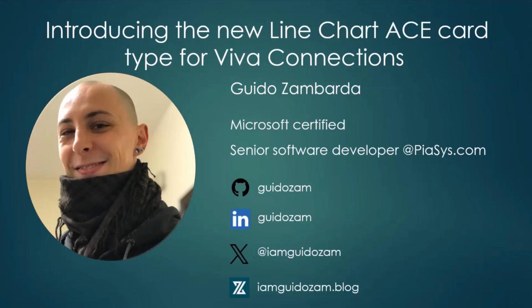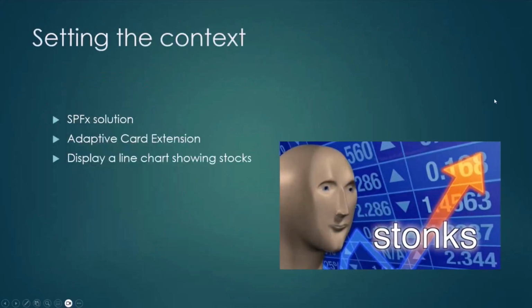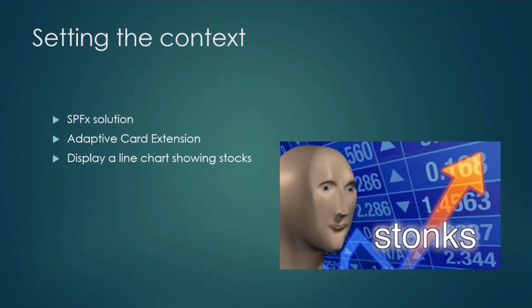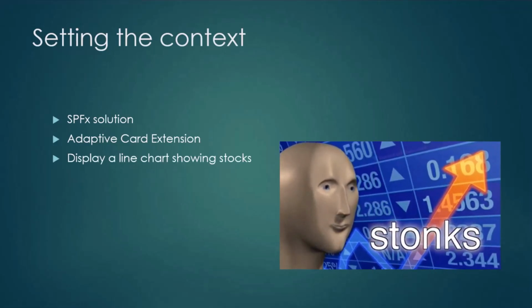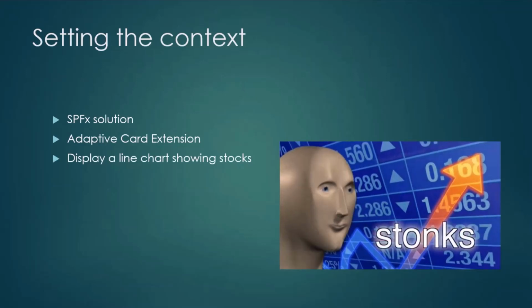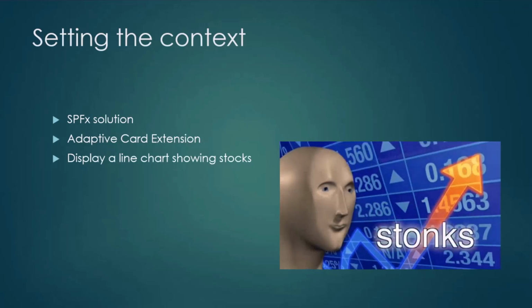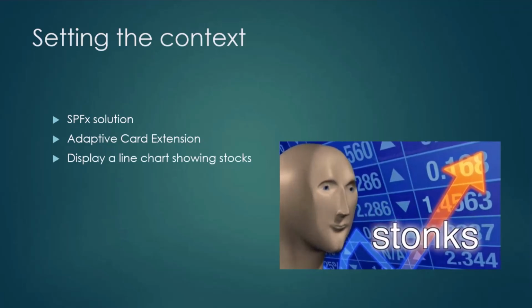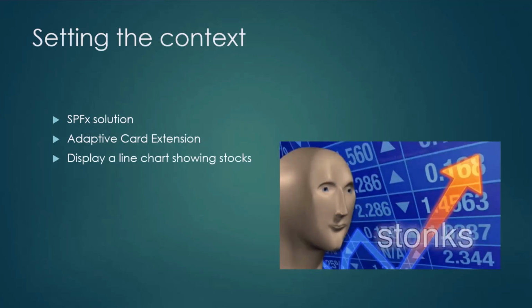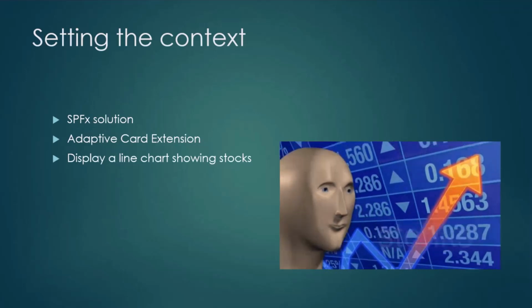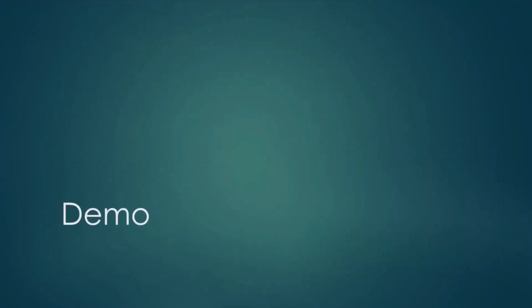Okay, the slides. I will start by setting a little bit of context to show you my demo. In this demo, we want to have a SharePoint Framework solution with an adaptive card extension that will display a line chart showing the stocks that we want, because stocks are better. So, switching to the demo.